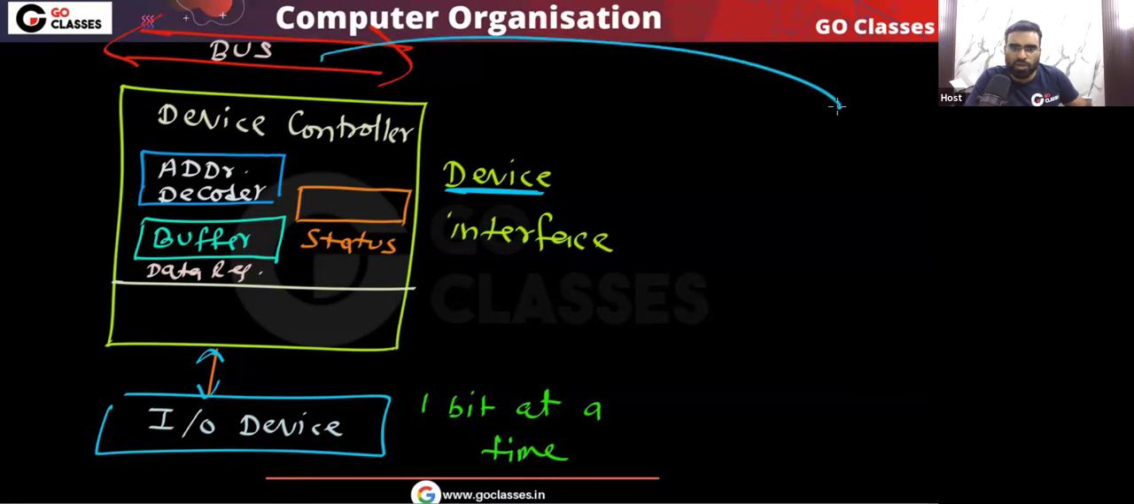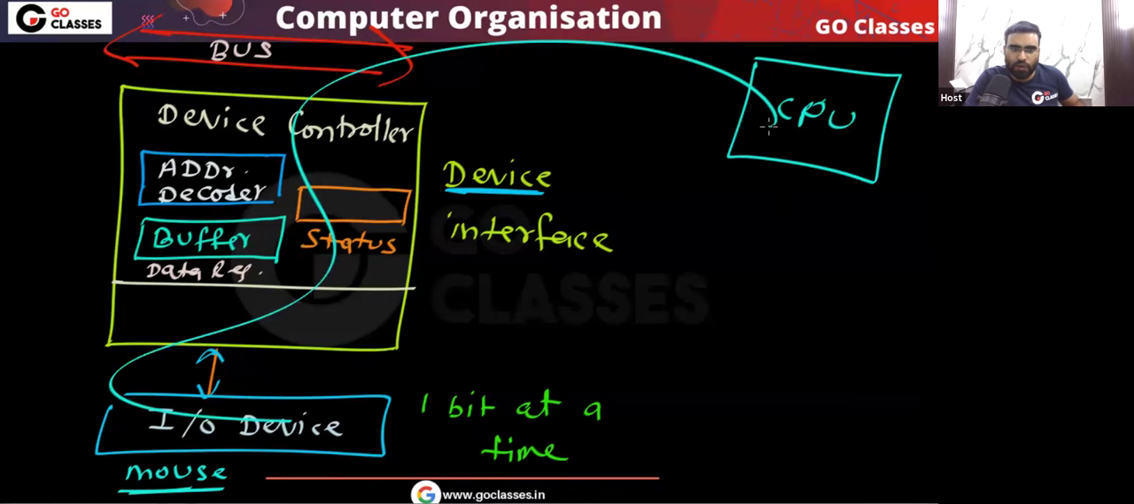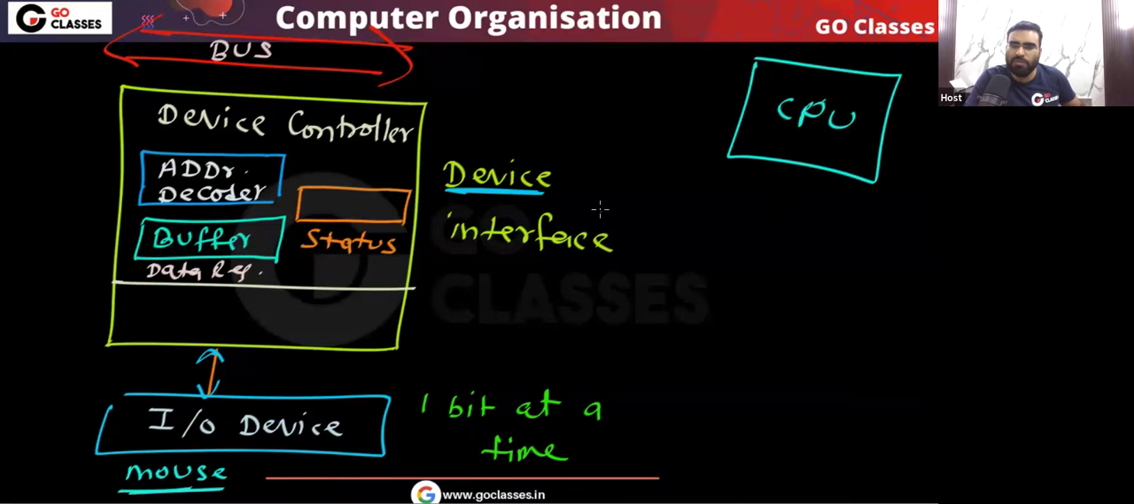Let's assume the CPU wants the data from this IO device. From this particular IO device, maybe this is a mouse, the CPU wants data. Now let's assume there is a CPU here, and the CPU wants data from this IO device. Then what will the CPU do?